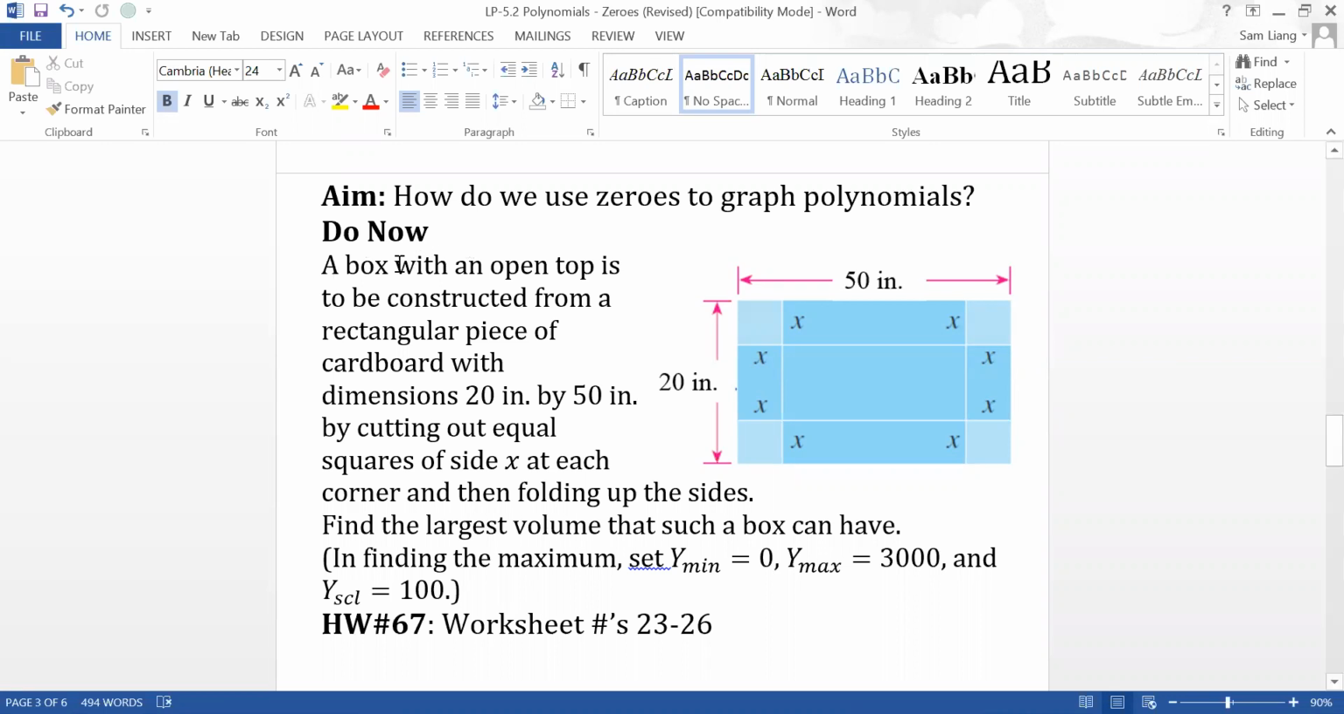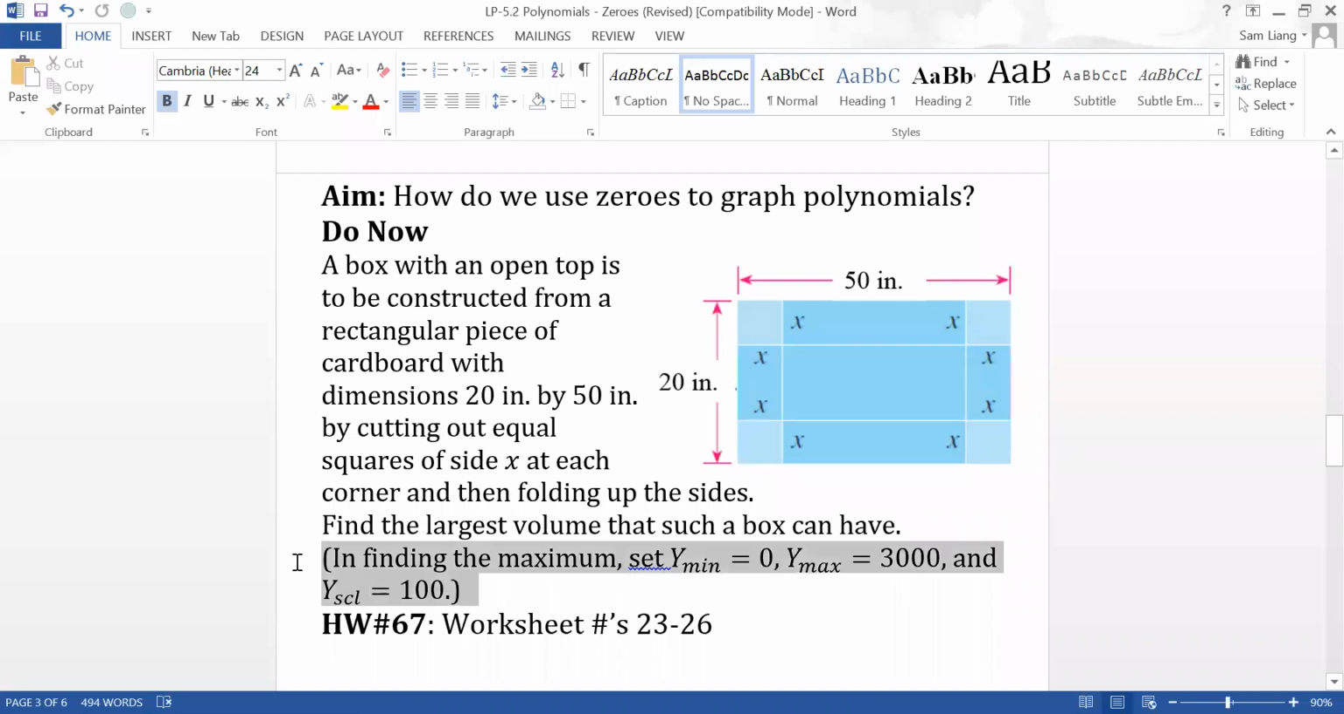So here we have a box with an open top is to be constructed from a rectangular piece of cardboard with dimensions 20 inches by 50 inches. By cutting out equal squares of side x at each corner and then folding up the sides, find the largest volume that such a box can have. Okay, so this is pretty much the same scenario that we saw last week with the volume lesson.